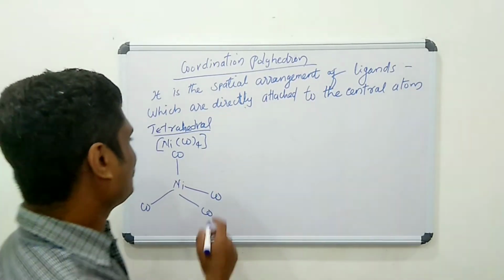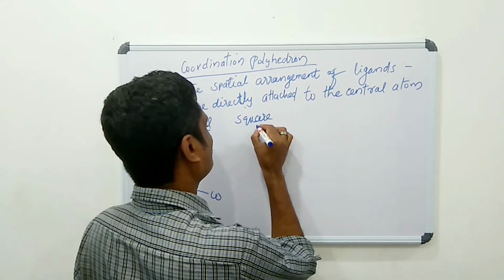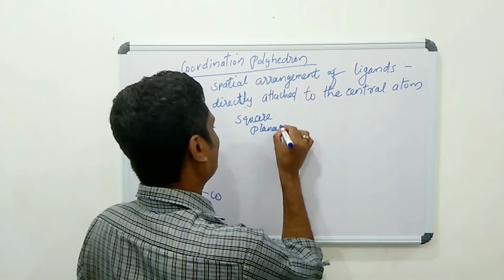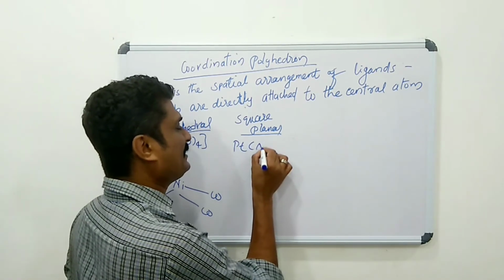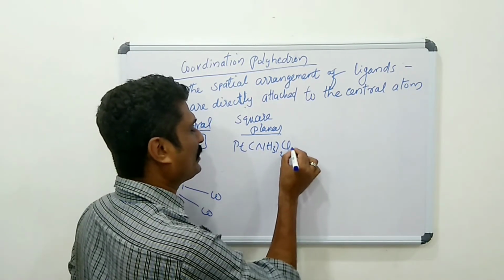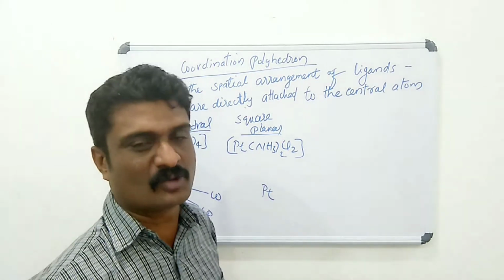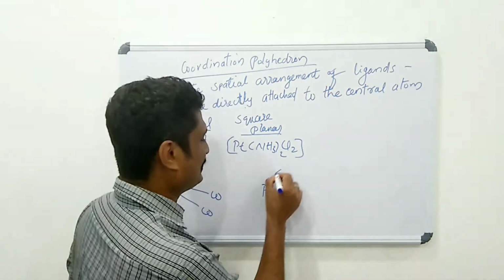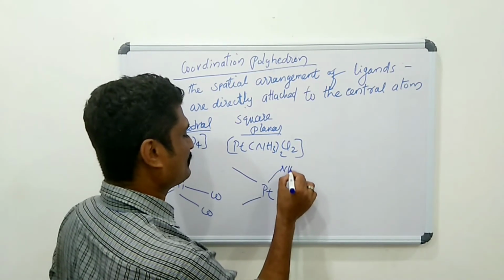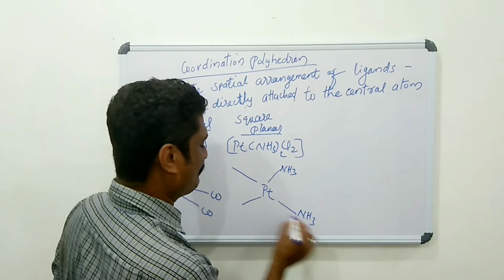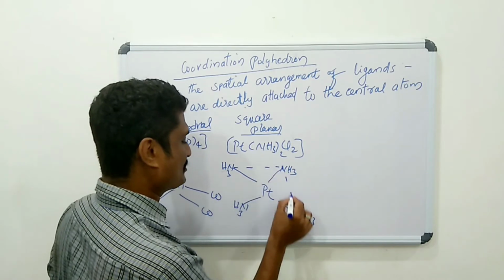Yes, the next, square planar. The example is [Pt(NH3)2Cl2]. Here the central atom is platinum, ligands are two NH3 molecules and two Cl-, which attains square planar shape. Square planar shape.